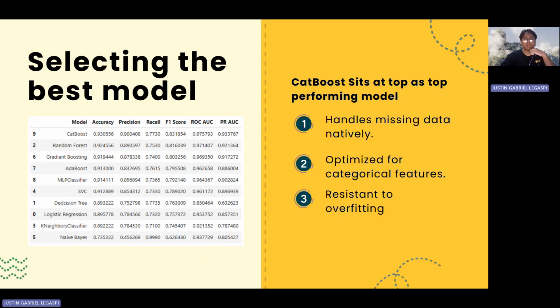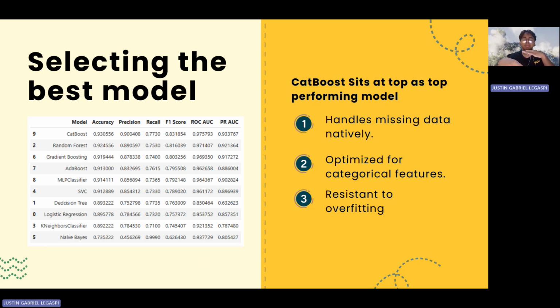I've run the models together into a single table so we can properly see what ranks the highest among the models. We can observe that CatBoost sits at top one with a 93.1 accuracy, 0.93 PR AUC, and 0.90 precision. Then we have random forest following it and gradient boosting following it. So why did CatBoost rank the highest?